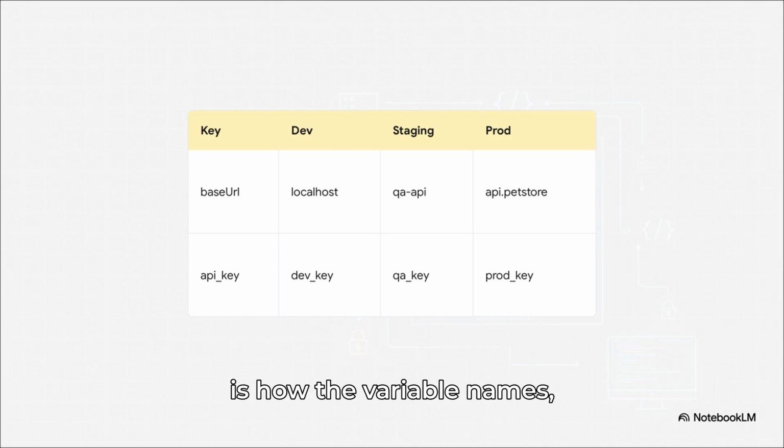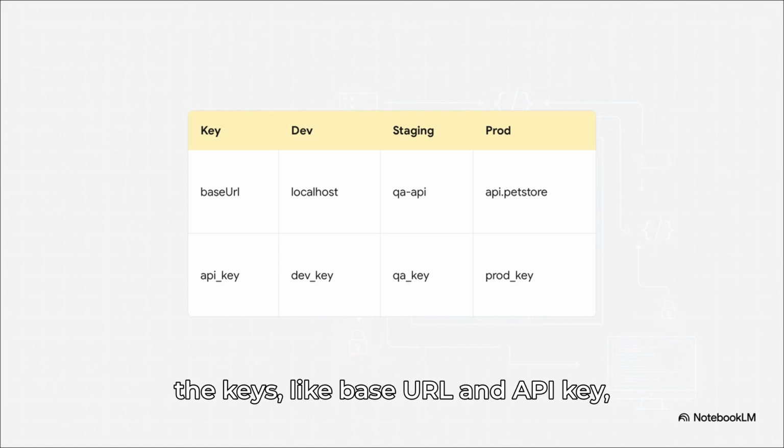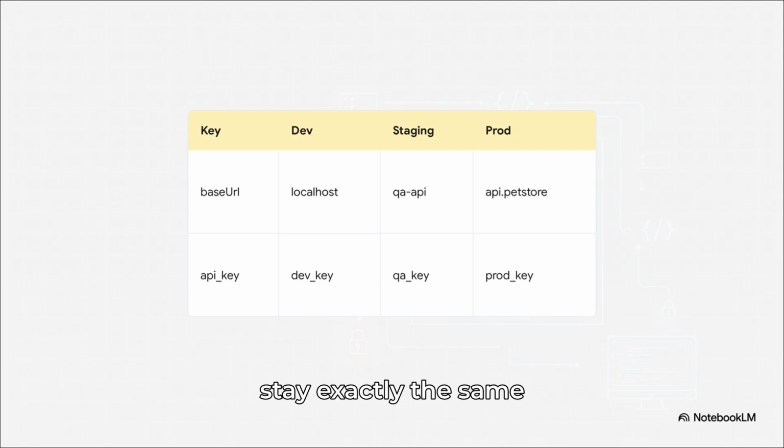The big thing to notice is how the variable names, the keys, like base URL and API key, stay exactly the same whether you're in dev, staging, or prod. It's literally only the value that changes. Your dev base URL might be localhost, while your prod base URL is the live API. Because the keys are identical, you don't have to change a single character in your actual request.